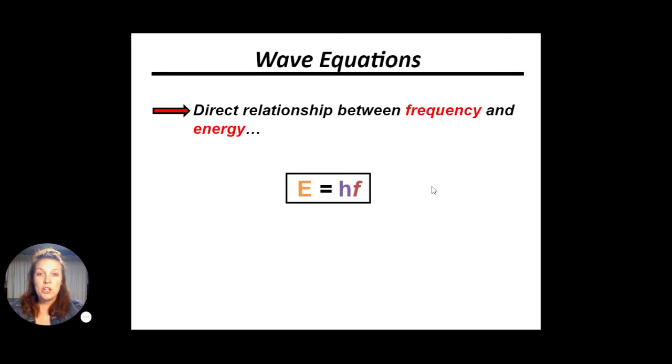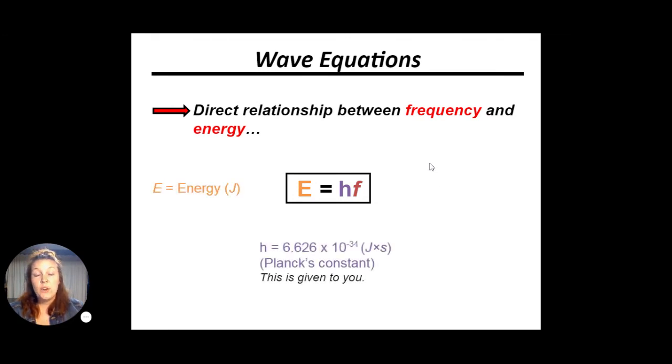So the second formula you're going to be working with is the energy equation. This one describes the direct relationship between frequency and energy. The capital E stands for energy, and it's measured in joules. The h is Planck's constant. This is a constant, and it will be given to you.